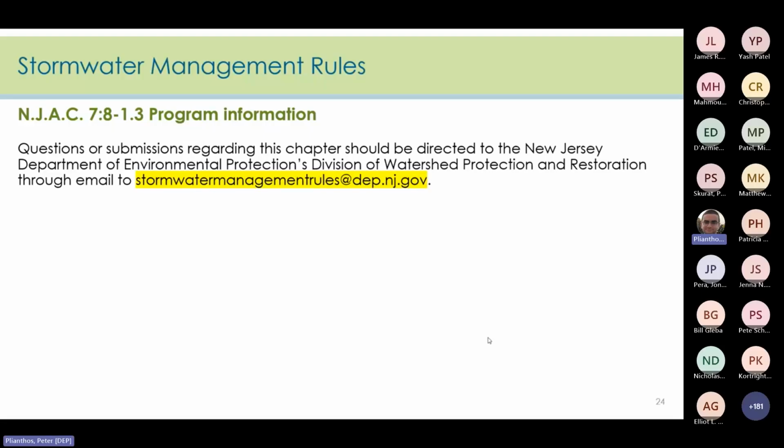And this is just a small change separate from the departmental variance section of the rules, which we wanted to highlight. I'm sure you've heard about this email address before. We've emphasized it multiple times throughout the training, but this is a new email address, stormwater management rules at dep.nj.gov, which shall be used for questions or submissions regarding the chapter. And this email may also be used for other questions for the Municipal Stormwater Engineering Unit, for example, for questions related to this training, as we've been discussing.